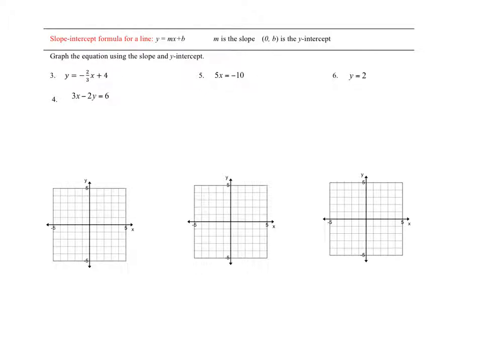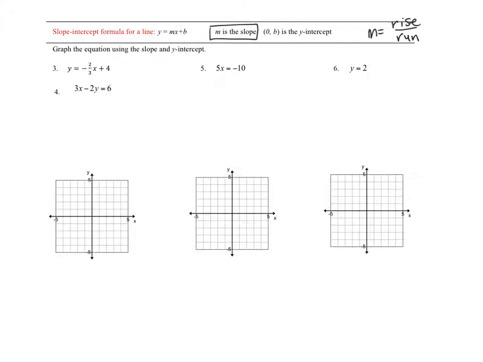Now we can use slope and the y-intercept to graph lines. So slope is the steepness, and that is the change in y divided by the change in x. The change in y we call the rise, and the change in x we call the run. And the y-intercept is a point that we can start with. When you're looking at an equation y equals mx plus b, the constant there, b, is the y value of the y-intercept, and the coefficient of x, m, is the slope.